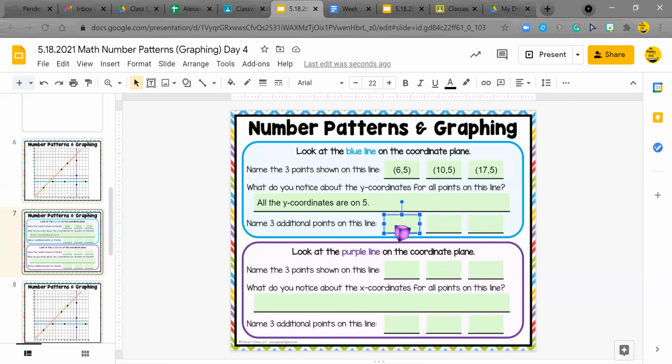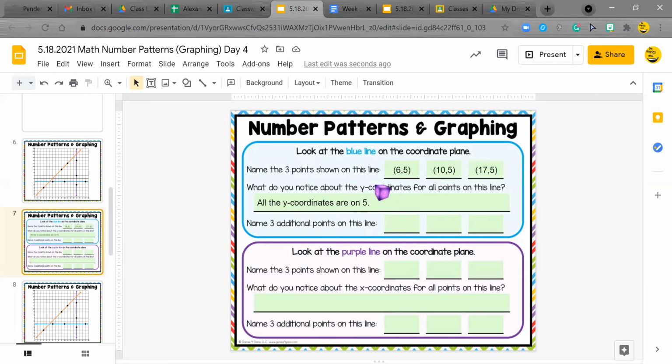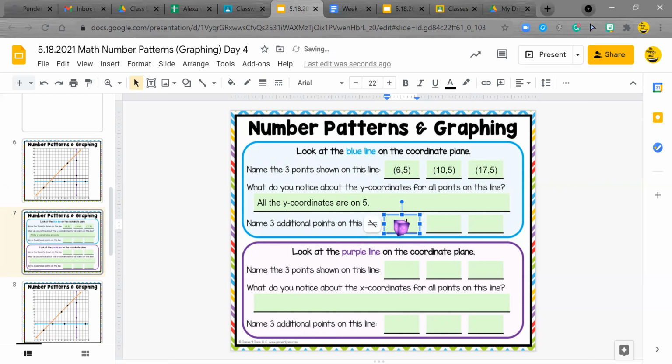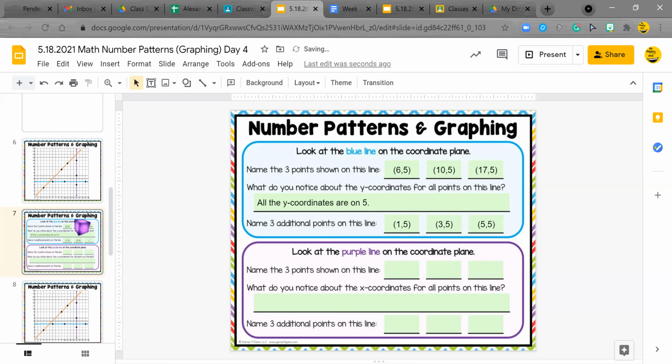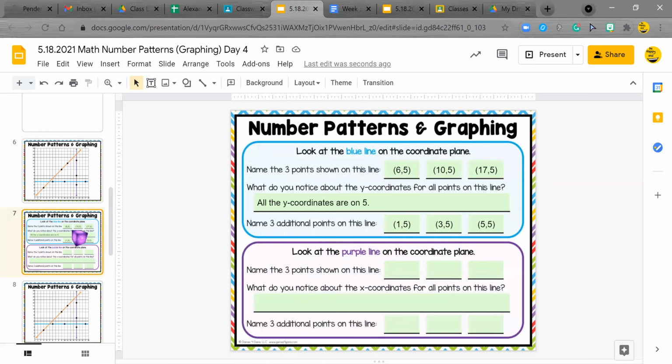Now we get to name 3 additional points on this line. So ladies and gentlemen, we have many different points on this line. You just have to pick 3. So I'm going to do 1, 5. Why not? 3, 5. 5, 5. You can pick any number you want because you have the choice of 0 to 18. As long as the y says 5, you're good.